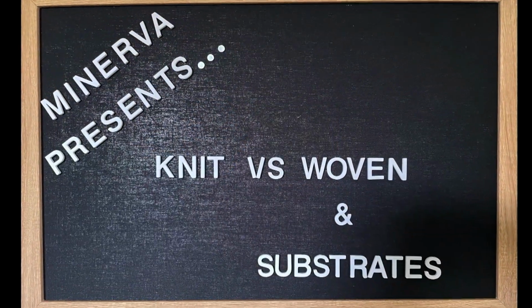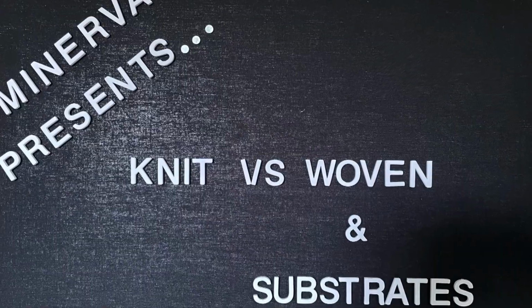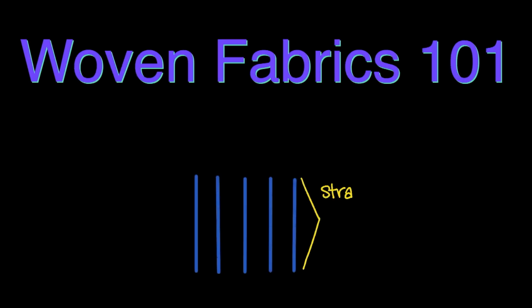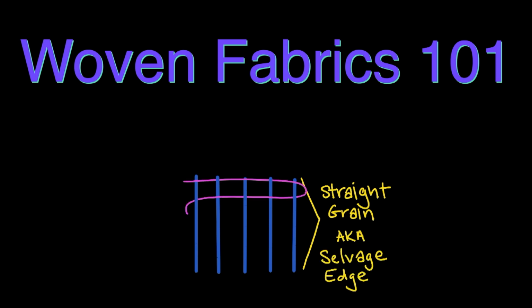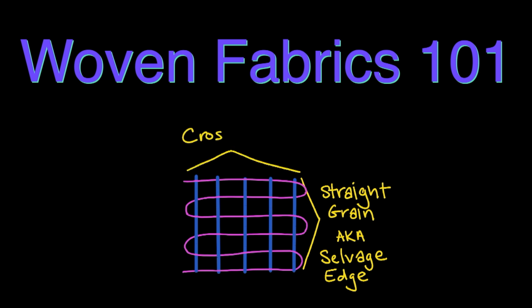Let's discuss how a fabric is made and what material it is made from. Woven fabrics start with straight grain fibers. They are the fibers that run parallel to your fabric selvage edge, and they are also known as the warp. Woven between your straight grain fibers is one or more continuous fibers. This is your cross grain and is perpendicular to your selvage. The diagonal between your straight grain and your cross grain is the bias.